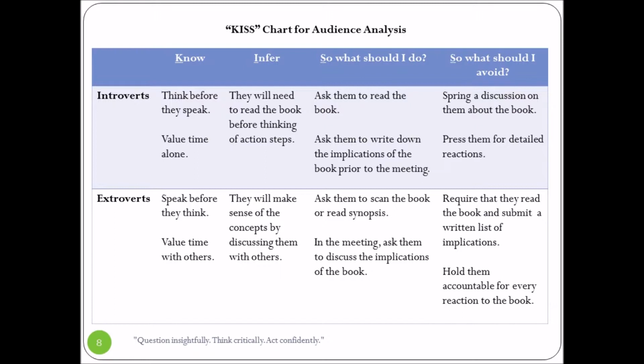So what you should avoid doing is springing a discussion on them about the book without giving them time to plan. That's why we have, so what should I do, in the third column: you give them some advance notice. You tell them what's going to happen in the meeting, the discussion group, and you ask them to come prepared to discuss the implications of the book, for example. Similarly with the extroverts, because that's sort of the opposite end of the continuum. What the KISS charts do is they help you build sensitivity of how to modify communication to address different needs, different sensibilities that your audiences might have.